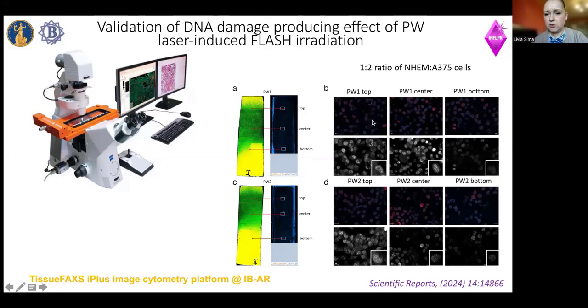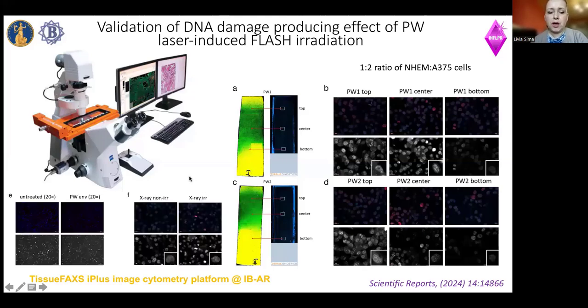to. So as you can observe here, there are more cells that express gamma H2AX in their nuclei in the top and center areas of the slide flask, while the lower part of the flask was not exposed to higher doses, and you can see very few and very small foci inside the nucleus of the cells that are in this part of the slide flask.